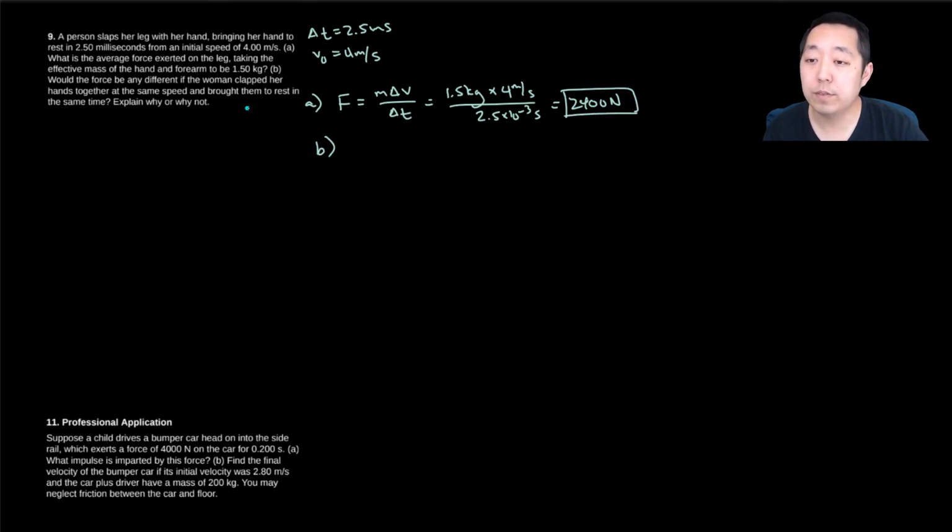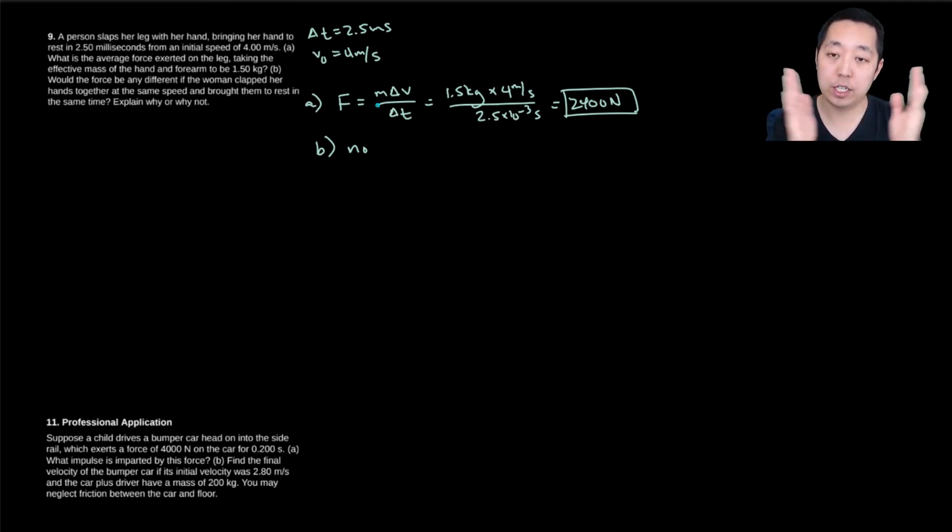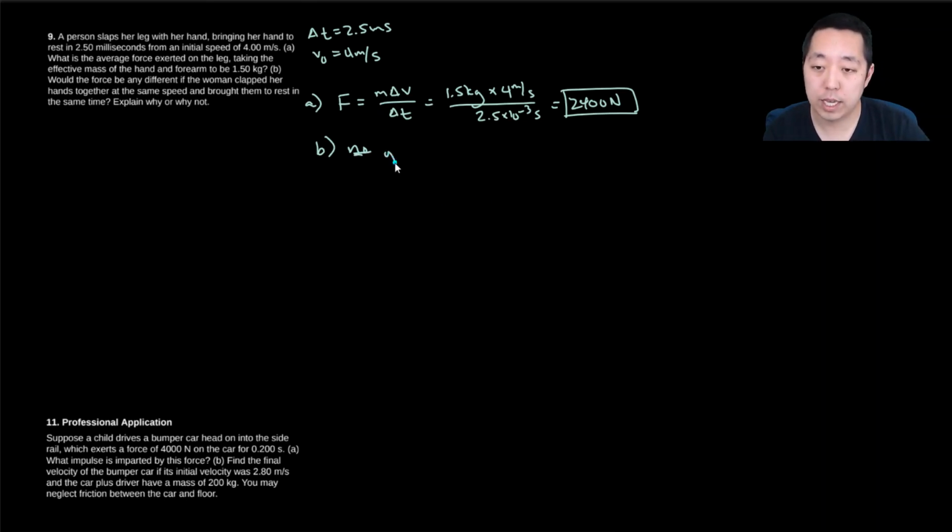B, would the force be any different if the woman clapped her hands together at the same speed and brought them to rest in the same time? No. Because if she was moving both hands at the same velocity, the change in velocity would actually be twice. Well, I guess the momentum on one hand would be the same. So I guess you would say yes. I was going to say the total momentum would be 0, but the only thing that affects the force is the mass, the change in velocity, and the change in time. So as long as all of those quantities are the same, then they ought to be the same.